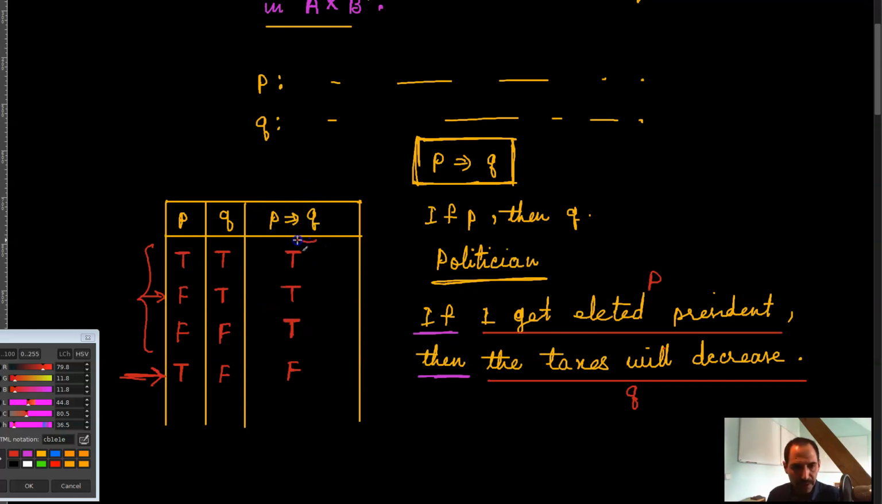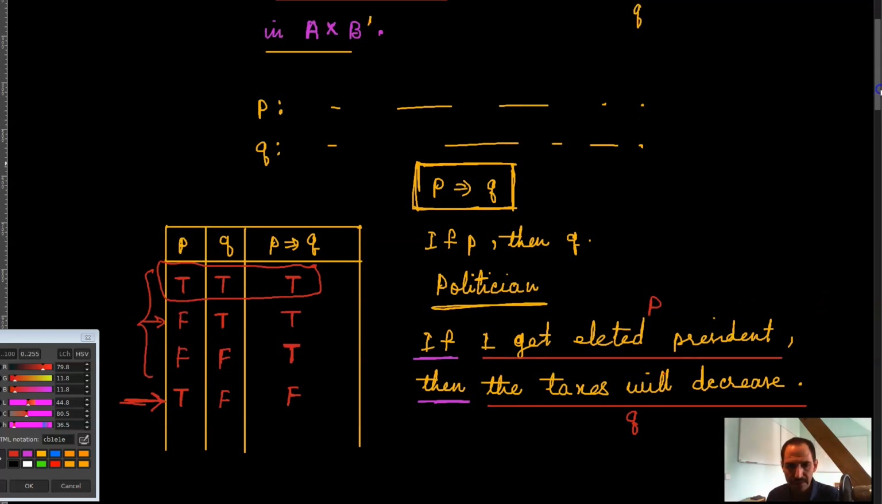So now if you pay attention to this particular case here, we basically don't have any reason to assume that P is false, right? Because otherwise we wouldn't really make that statement. If a component statement is false, we wouldn't really make that statement. But the truth table is basically like this.